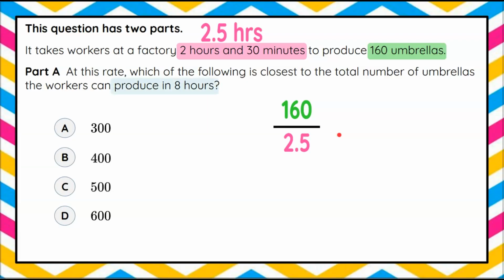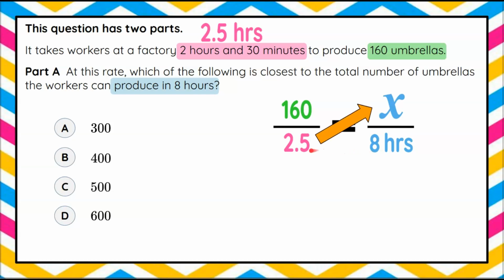So now we're going to create a proportion using this information. 8 hours is what we want to know, how many in 8 hours. To write our proportion, we're going to make an equivalent ratio. We don't know how many umbrellas, but we know the amount of time the workers are working is 8 hours. So if they can make 160 in 2.5 hours, how many umbrellas can they make in 8? Mathematically, we're going to change our question mark to x, our variable, our unknown, the number of umbrellas produced in 8 hours. We're going to use the cross product property to solve this.